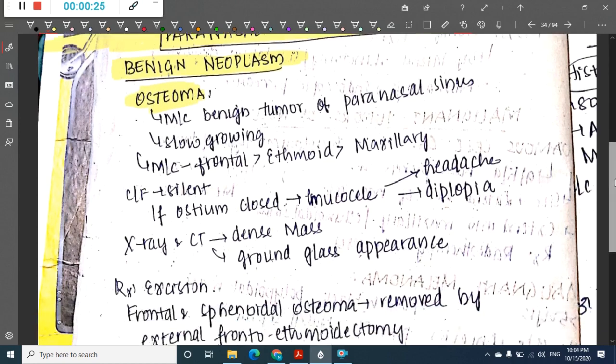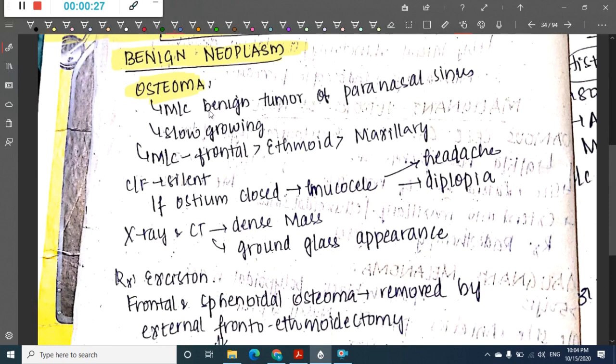In osteoma, the most common benign tumor of paranasal sinuses is osteoma. It is slow growing. If you see in osteoma, it is most commonly seen in frontal, followed by ethmoidal, followed by maxillary.